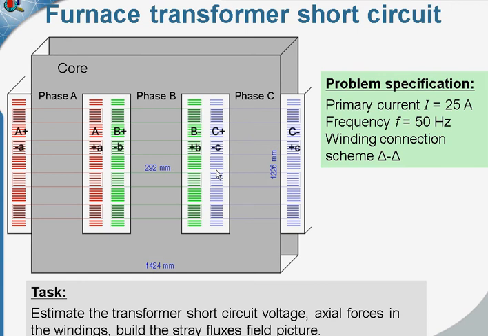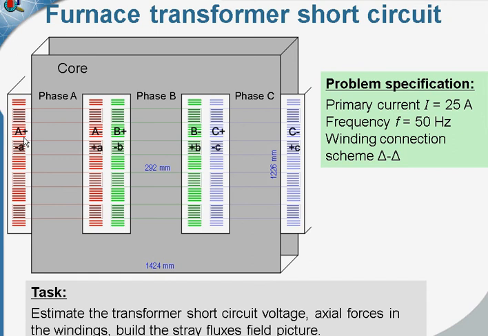The secondary and the primary of the transformer are connected in a triangle. The layers of high voltage winding are split into a number of sections, where each high voltage section lies between two low voltage sections. That is called sandwich winding. Our task is to estimate the transformer short circuit voltage, axial forces in the windings, and build the stray fluxes field picture.